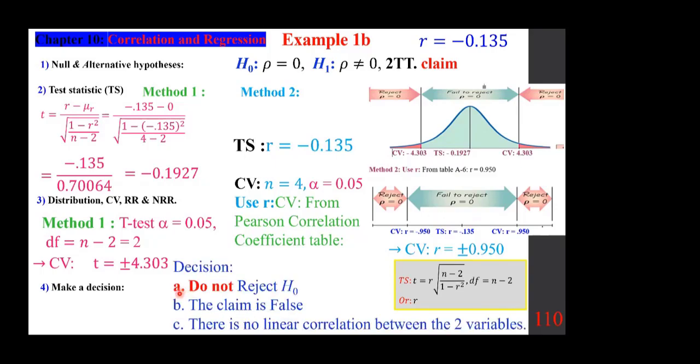So again, we want to pay attention to part A for now only, and we go back to this. If we don't reject H0, we are rejecting H1, we are rejecting the claim, and therefore there is no correlation between the two. So I repeat, this means there is no correlation, this means there is a correlation. Since we do not reject H0, there is no correlation.